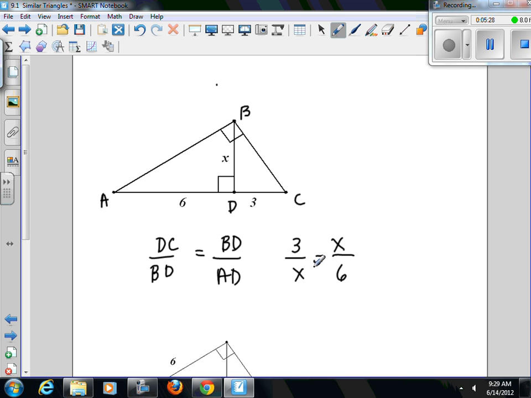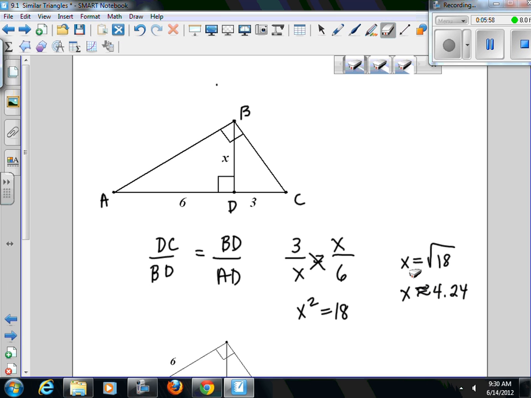So now we're going to go ahead and cross multiply. So I have x squared is equal to 3 times 6, which is 18. I now want to find out what x is, so I'm going to take the square root of 18. And if you want to leave it like that, that's perfectly okay with me. If you want to take the square root and round it to the nearest hundredth, we end up with 4.24. So x is approximately 4.24.